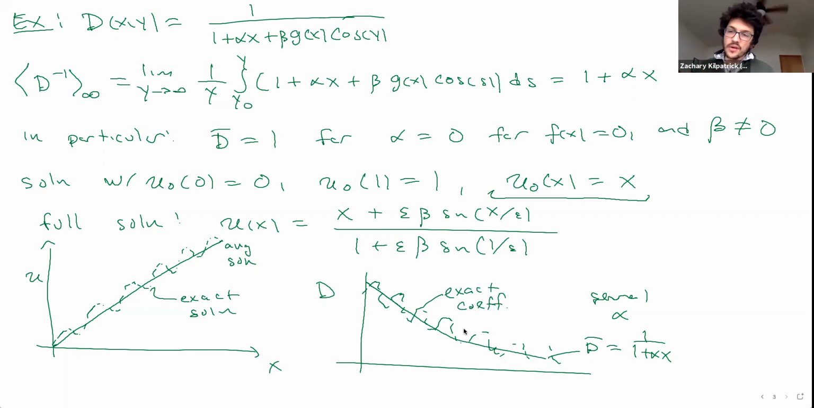The point of going through all this method of multiple scale steps is that if you try and do it the naive way, then you'll get average solutions that don't track right, and effective coefficients that are off in comparison to the exact coefficient. All right, so that's a 1D case, and that general approach should work there.